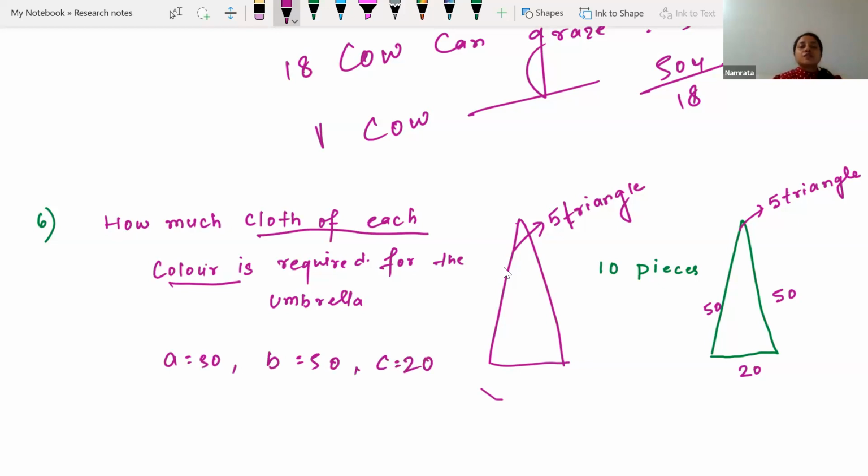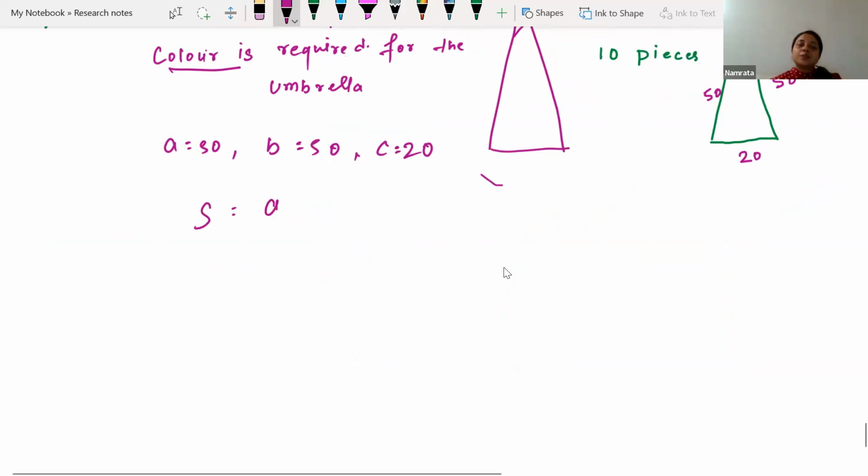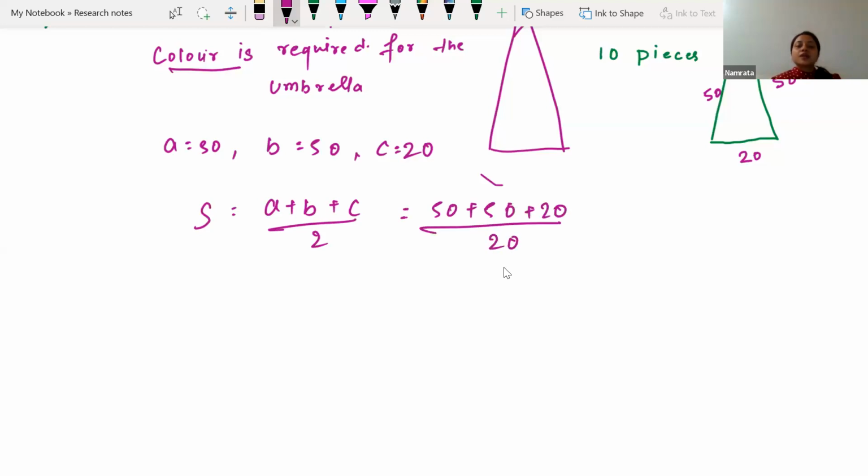We will be using Heron's formula. That is S is equal to A plus B plus C over 2. That is 50 plus 50 plus 20 divided by 2. Now is it 6? 120 by 2 was there, by mistake I have written 20. It will be 60.